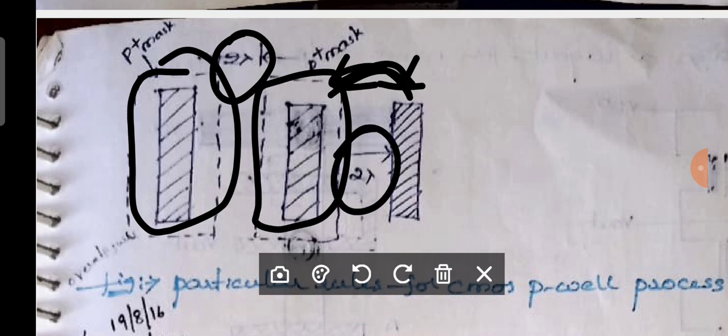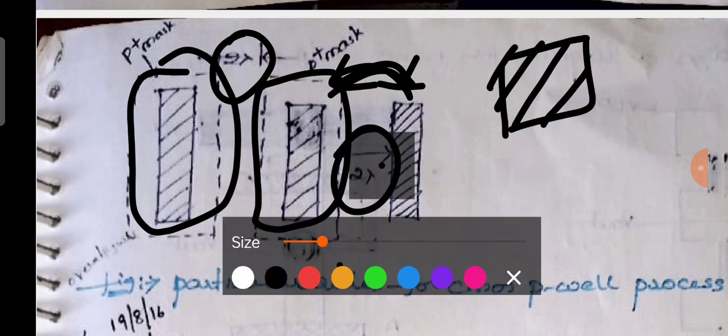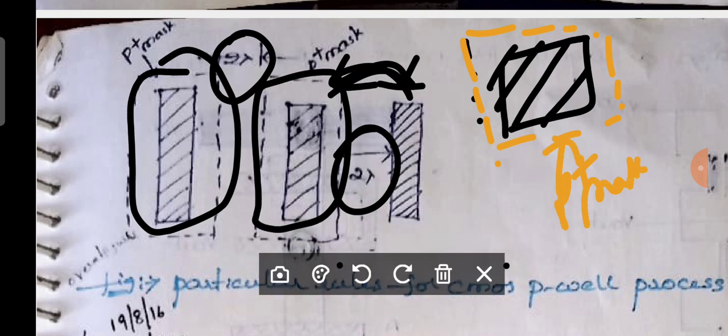Is it understood? And one more thing we have seen, wherever there is a p diffusion, it should be surrounded by what? P mask. Absolutely. It should be surrounded by what? P mask. That is a very important point you have to remember. Is it clear? Okay. Then that's it. These are the design rules completely.